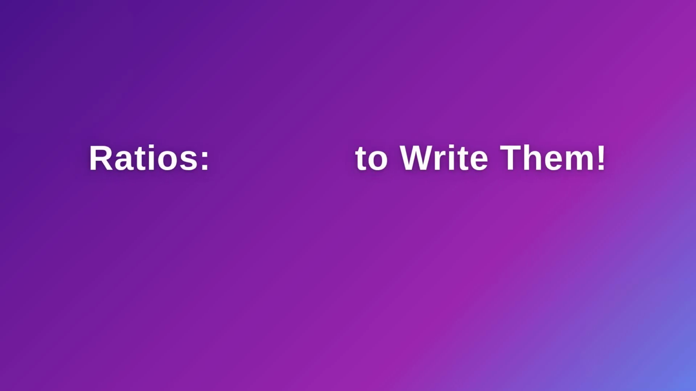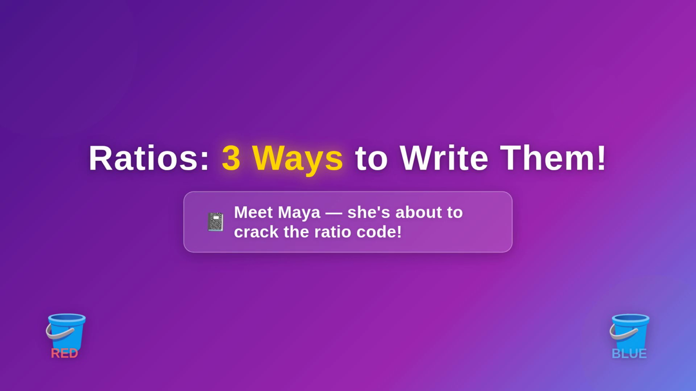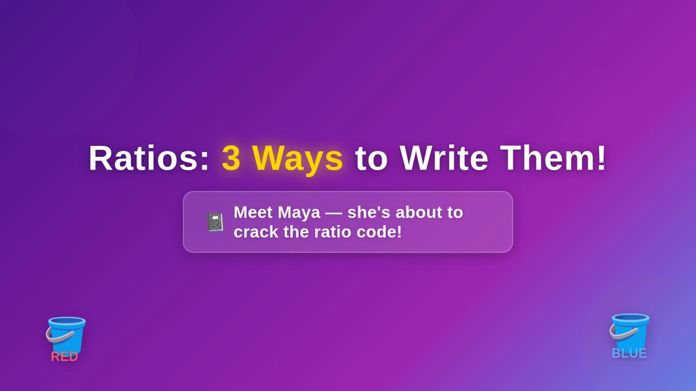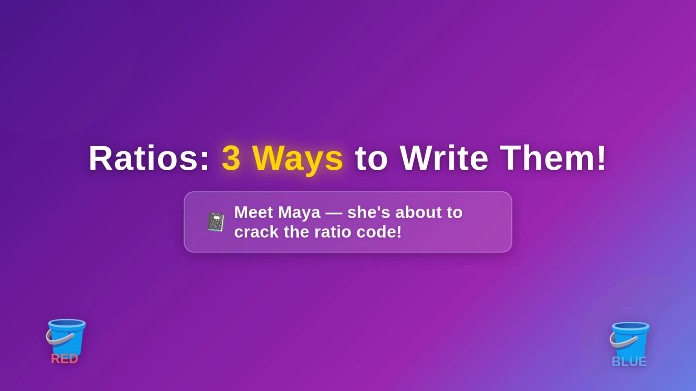Meet Maya. She's setting up her school's art fair, counting red and blue paint jars, and her teacher just asked her to write the ratio of red to blue 3 different ways. 3 ways? Maya stares at her notebook, totally stumped. Sound familiar? Don't worry. By the end of this video, you and Maya are both going to be ratio pros.